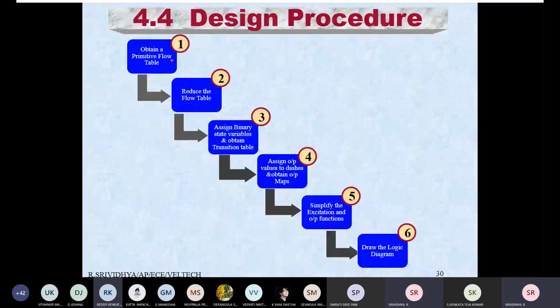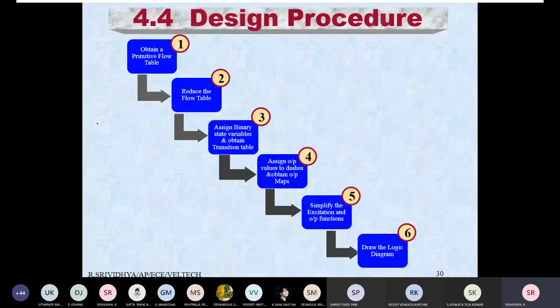Do you all remember or not? Only one table. That is a primitive flow table. Generally, what is a flow table made up of? Whether it will have alphabets or binary values. Alphabets, ma'am. Very good. The difference between a transition table and a flow table is that for each state variable, you'll have alphabets. Only that difference. Okay. So now we are going to go into these 6 steps.